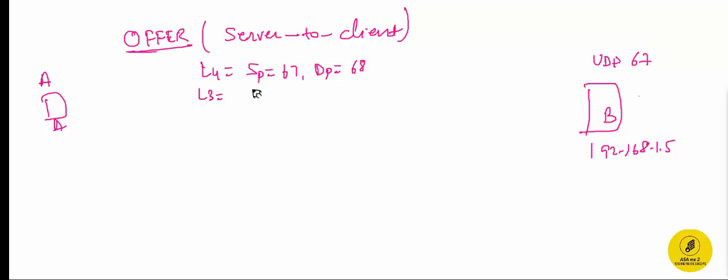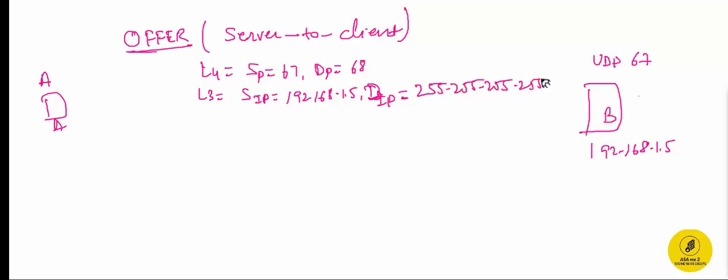Layer 3 will have a source IP. Because it is being initiated from the server, and the server has an IP address, the server will use its own IP as the source IP, 192.168.1.5. And the destination IP, we don't know the destination IP yet, right? The client does not have an IP address. This will be a layer 3 broadcast again. The destination IP will be a broadcast IP.